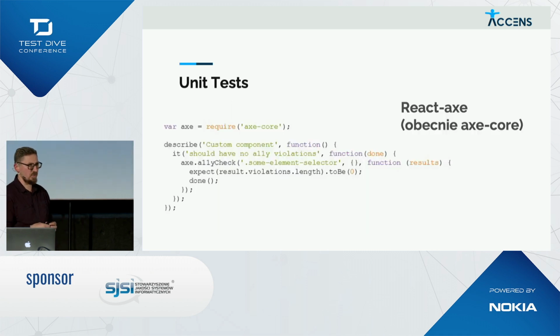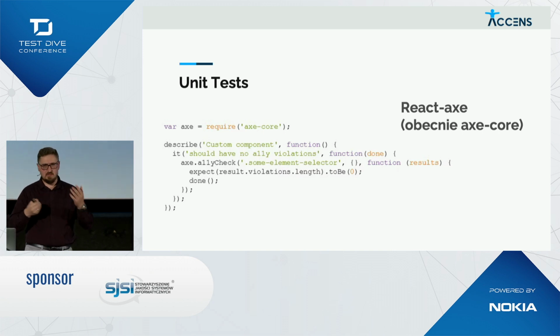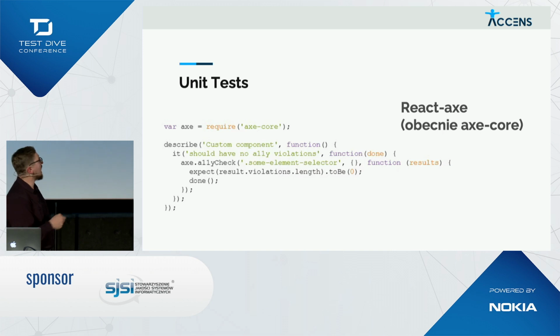Another thing is about unit tests. If they are developing components, they are always doing some unit tests. Hopefully, they are always doing some unit tests. So this is just another way to verify the accessibility. As you can see, there is an example with axe-core.